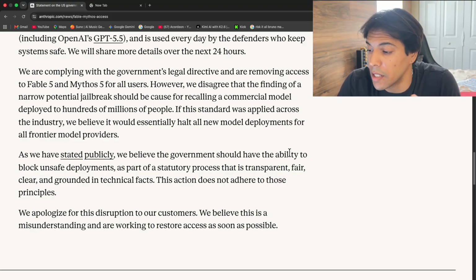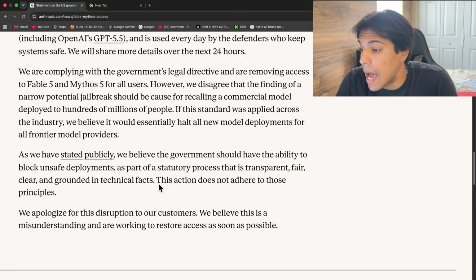As we stated publicly, we believe the government should have the ability to block unsafe deployments as part of a statutory process that is transparent, fair, clear, and grounded in technical facts. I'm sorry, this action does not adhere to those principles.